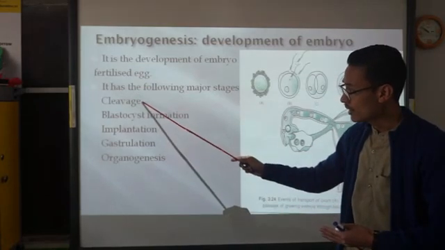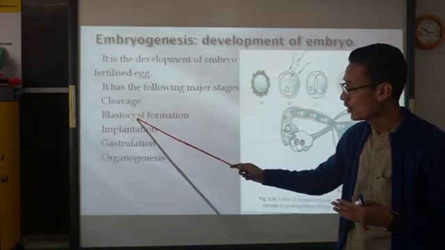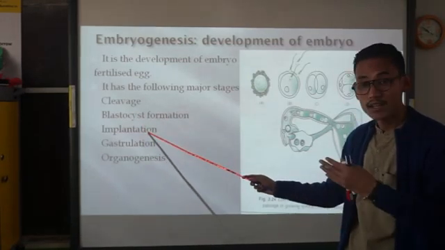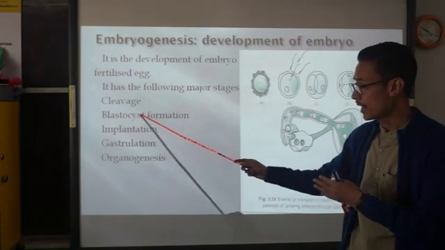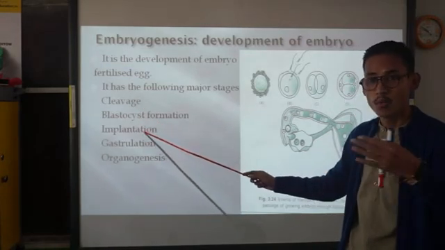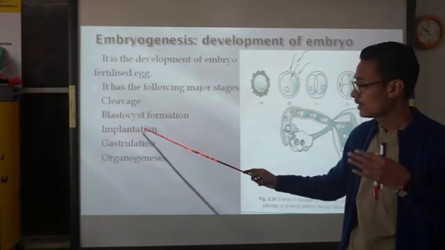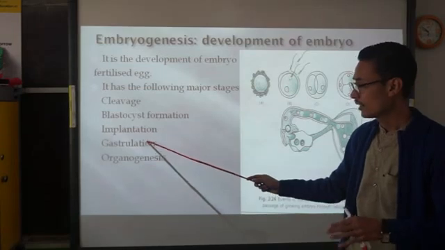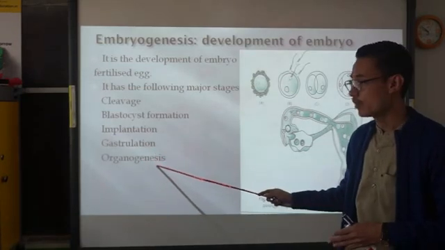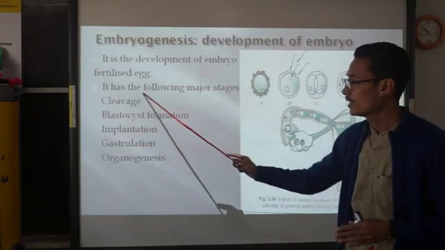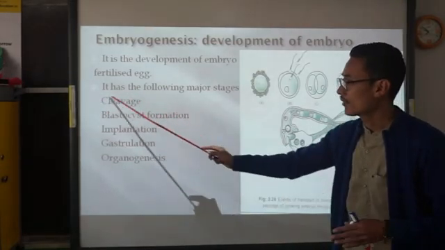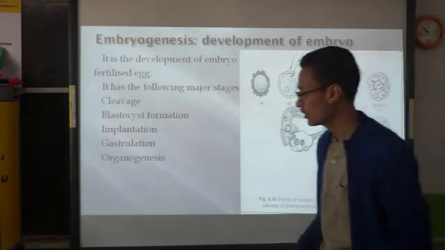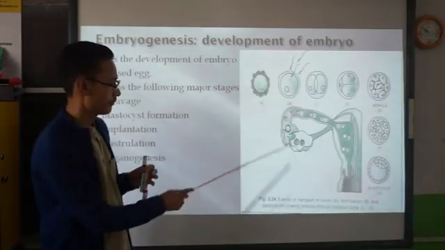Then after that morula stage, the second one is called blastocyst formation. Then the third stage is implantation, in which the blastocyst will be implanted in the wall of the uterus. Then the next one is gastrulation, where there will be formation of embryonic germ layers. The last one is organogenesis, where there will be formation of organs. So these are the major steps of embryogenesis. Alright, so we will go through each and every step in detail. Don't worry about that.